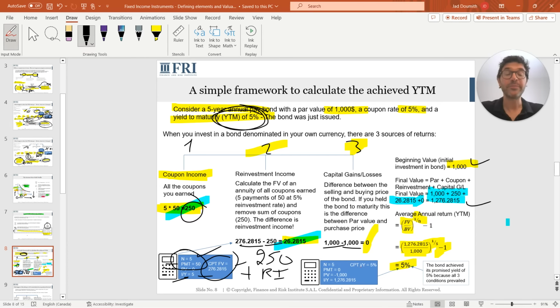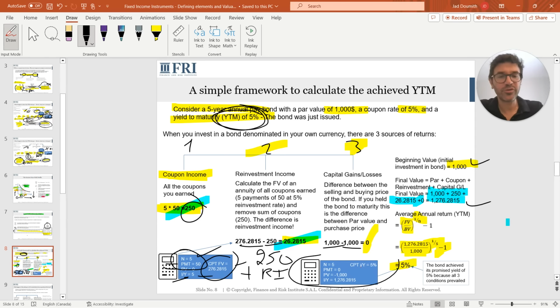Guess why? Because 3 conditions prevailed. You held the bond to maturity, you earned all the promised cash flows, i.e. the coupon and the par, and you succeeded in reinvesting every interim cash flow at the 5% rate. This would result in an annual rate of return that matches the promised yield.